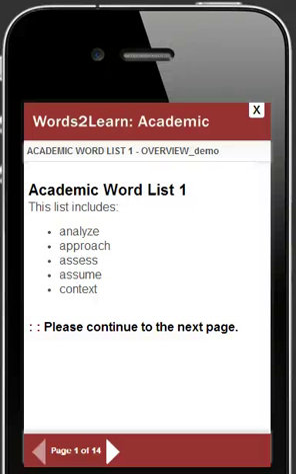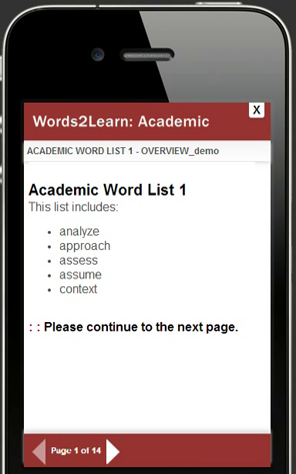Here we have a version of Words2Learn called Words2Learn Academic. We also have a Words2Learn Health. This is just a demo, so I'm going to give you some sample pages. Usually the number of screens is 30. In this it's a lot smaller.